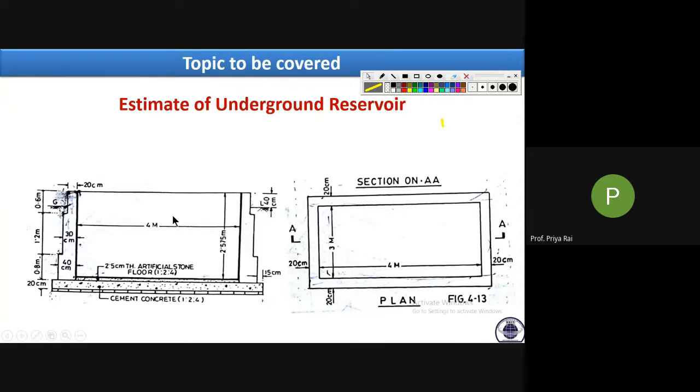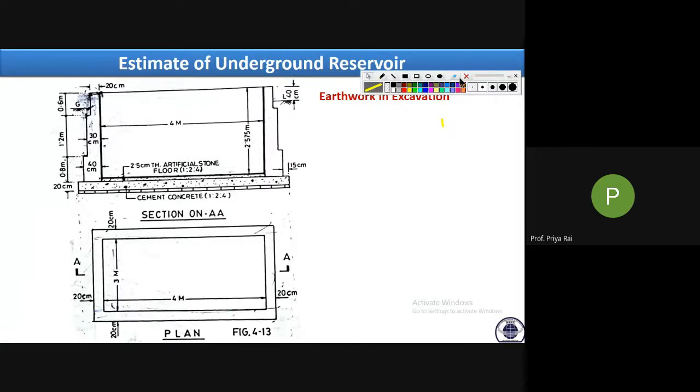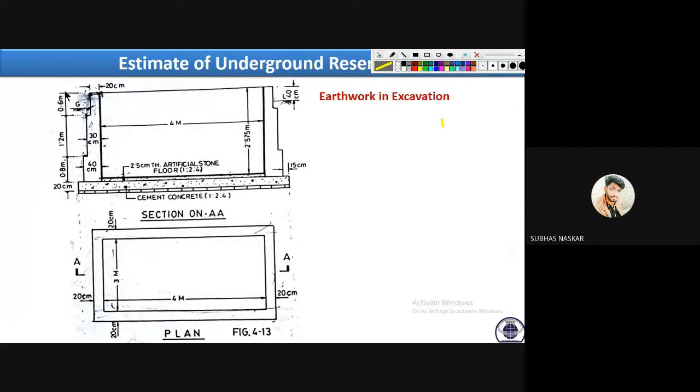Now see, this is the sectional view and its corresponding plan is this one. Now if we project the lines, then this wall is which one? Tell me, this wall we are seeing, which one is it? 40 centimeter wall, 30 centimeter wall, or 20 centimeter wall? 40 centimeter.